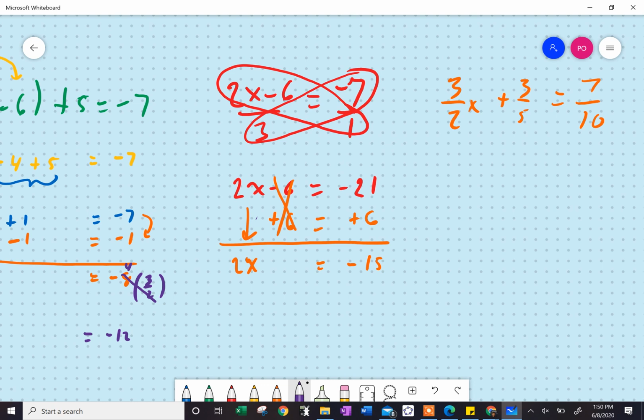Now I can divide by 2, and I don't mind dividing whole numbers because 2x divided by 2 is just x, equals a negative and a positive is negative. 2 goes in 15 7.5 times. And that's it.